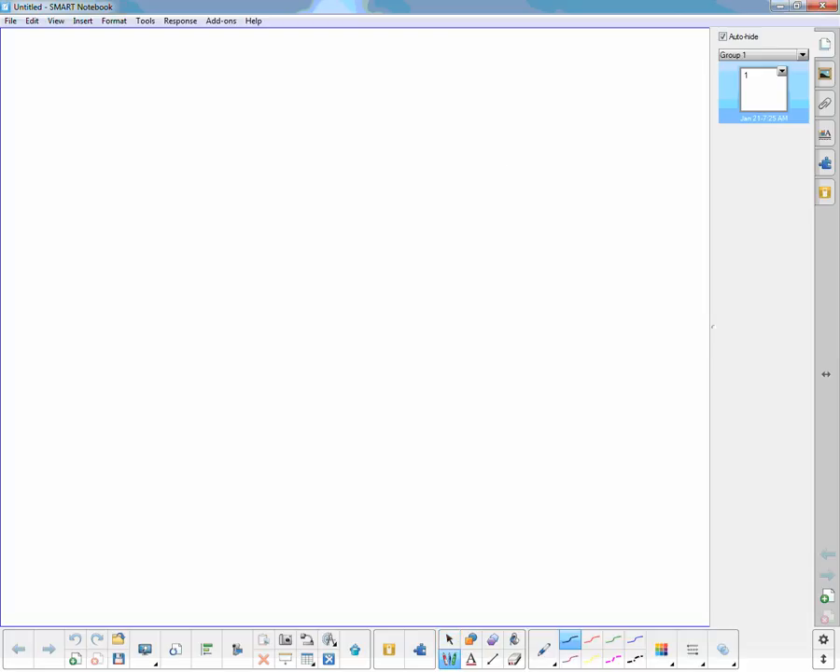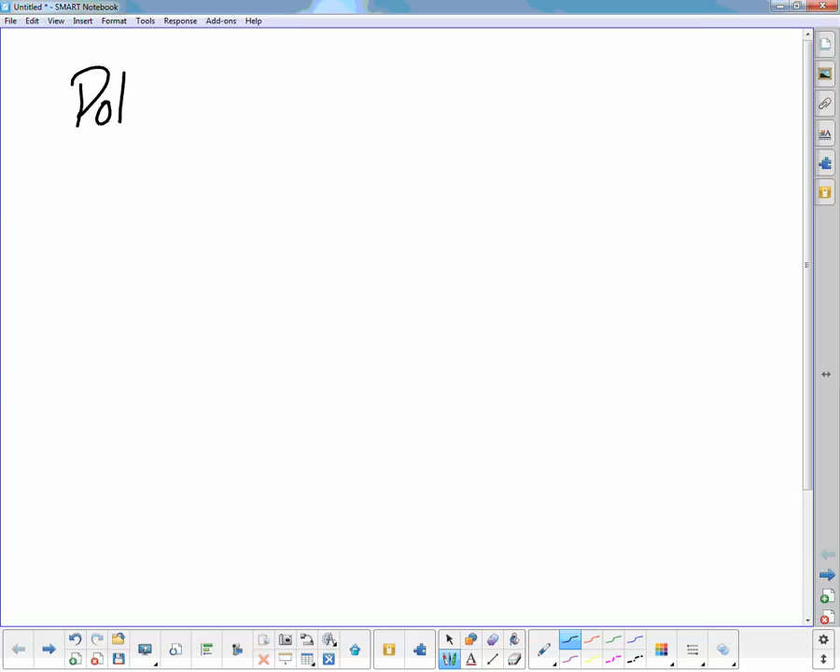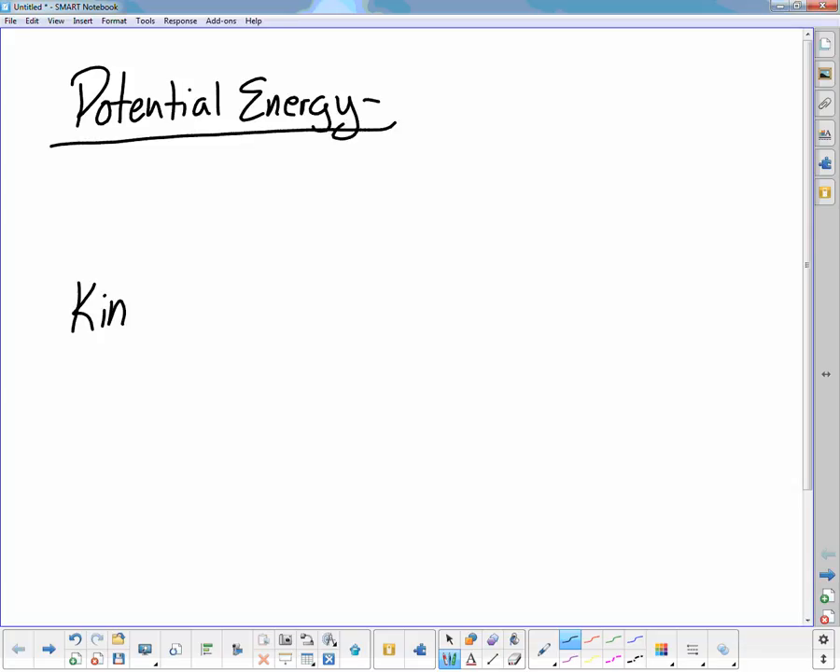Okay, so you need your worksheet, the guided notes. We're going to go through those today, right now. We're going to first do some vocabulary words. So, vocabulary words that we need to look at are potential energy and kinetic energy. These are the first two.